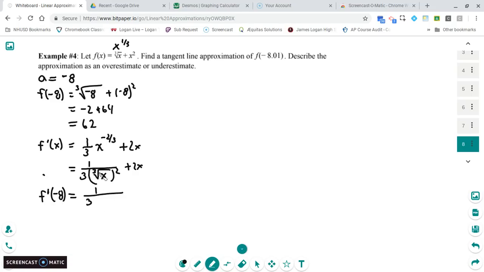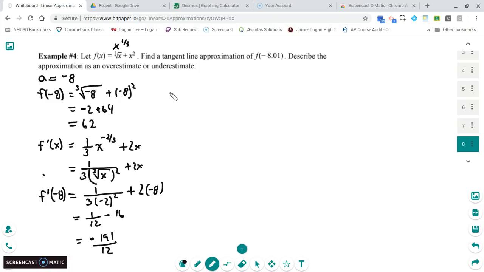All right, what is the cube root of -8? Isn't that -2? And then I don't want to forget, I still have to square it. I haven't done that part. And then I'm doing 2 times -8. Okay, so that -2 came from doing the cube root of -8. All right, this is 1 over 3 times 4. That's 1/12. And then minus 16. And I'm just going to put this on the calculator, and I get negative 191 over 12. All right, so there it is.